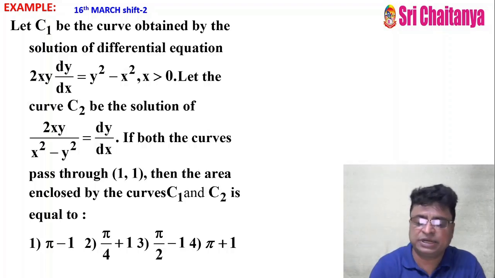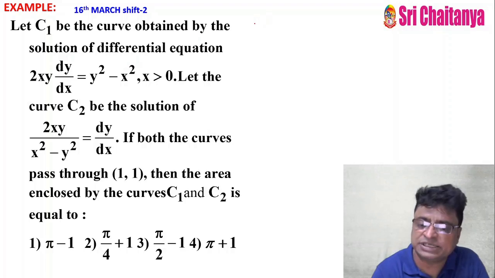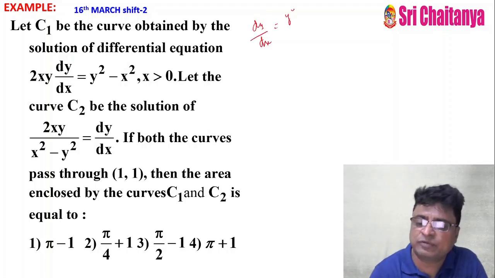It's a beautiful question. Somehow it is lengthy but easy. See the thing. Let C1 be the curve obtained by the solution of the differential equation. One differential equation is given for you. That is dy by dx is equal to (y square minus x square) by 2xy.